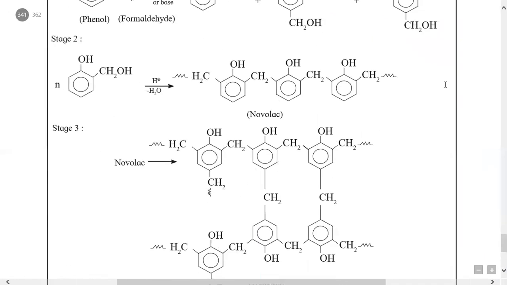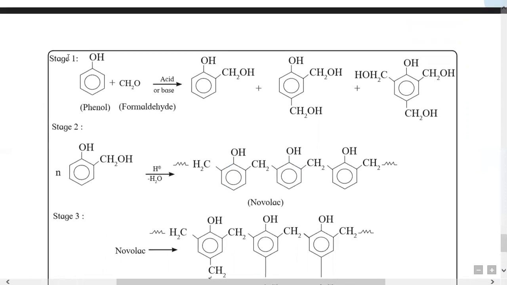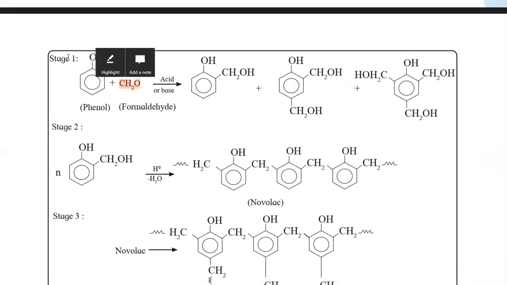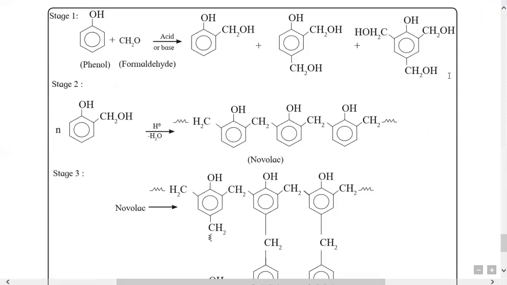In the first stage, this is phenol, that is a benzene ring with OH group, and formaldehyde is HC double bond O, that is CH2O. In the presence of acid or base catalyst, this CH2OH group gets bonded at the ortho position in phenol, and also at both ortho and para positions in phenol. So in this stage, the formaldehyde group gets bonded at ortho and para positions.